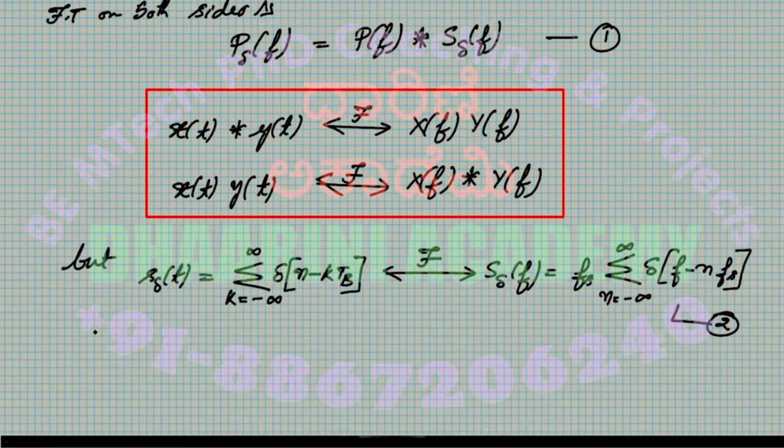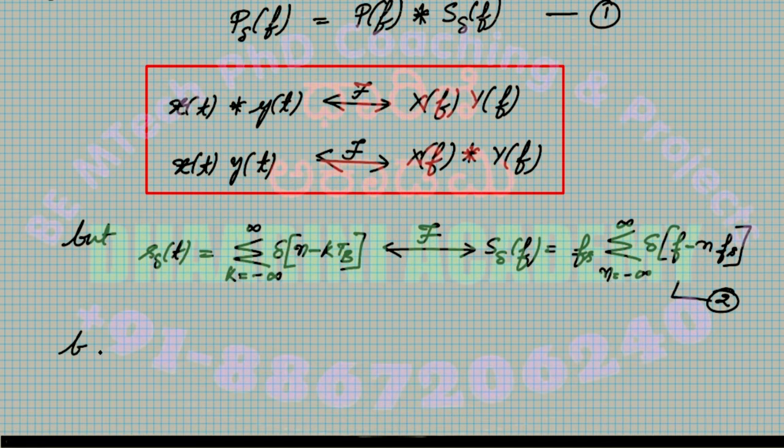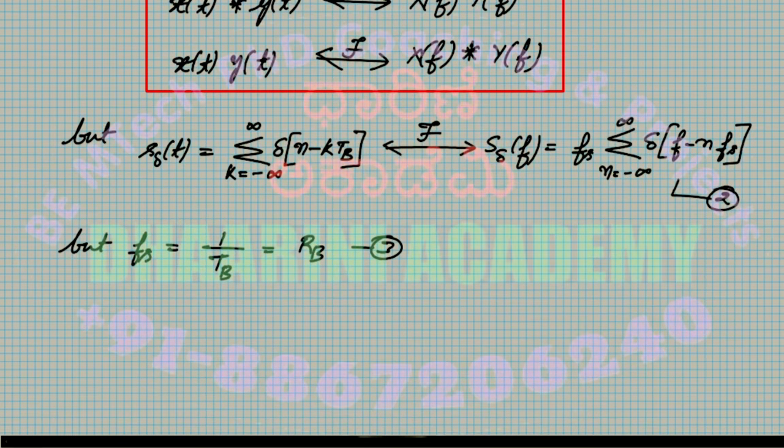I'll also make another substitution because the statement does not use Fs. It uses another variable called R_B. Let me bring the R_B now. The sampling frequency Fs is equal to 1 divided by bit duration. This is what we know. This is also denoted by R_B. So this is equation number three. So I'm substituting that back now. So two and three, I'll put back in equation number one. Fs is the sampling frequency, 1 by T_B.